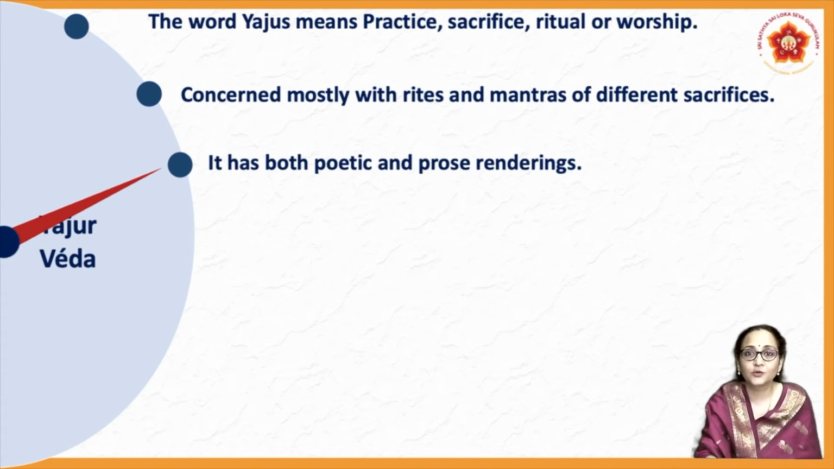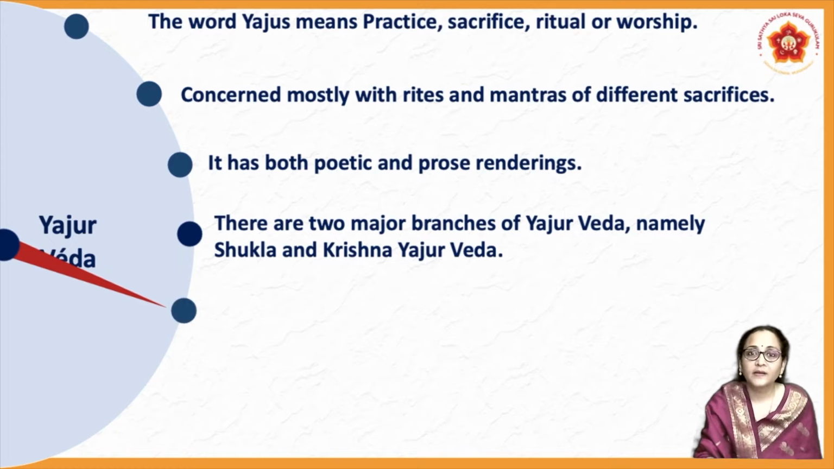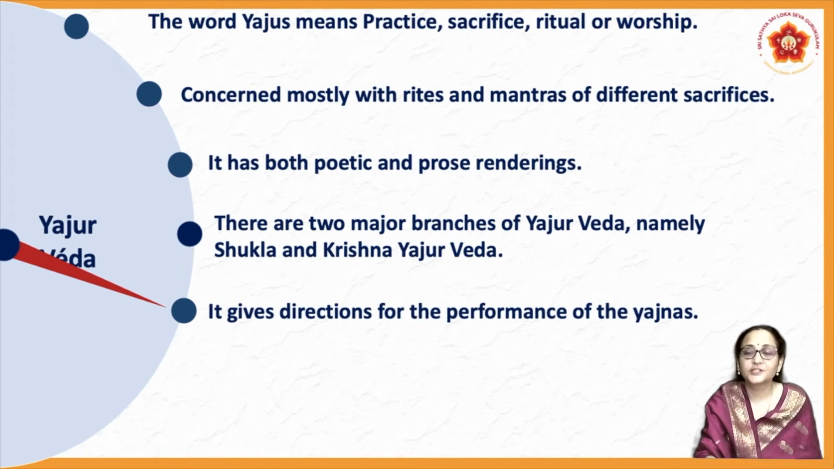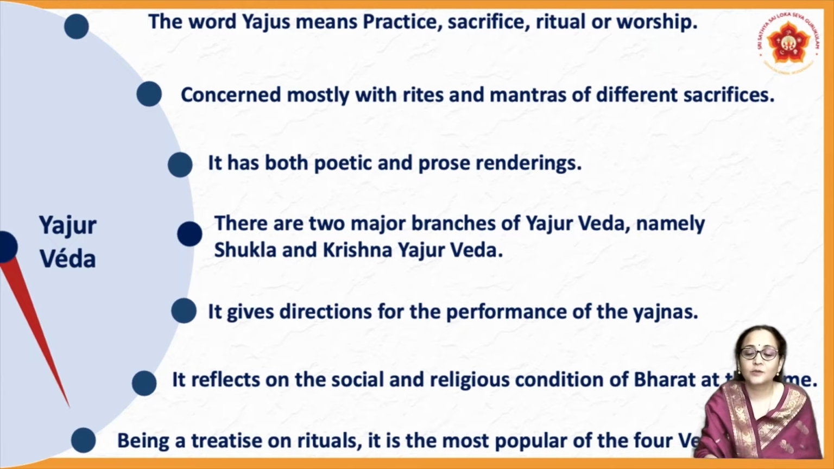There are two branches to Yajur Veda. They are Krishna Yajur Veda and Shukla Yajur Veda. The Yajur Veda basically gives direction and guidance for the performance of the various different fire sacrifices. Yajur Veda reflects the social and religious conditions of Bharat at that point in time. This Veda, being a treatise on rituals and their performances, how to go about doing them, is also one of the most popular of the four Vedas.